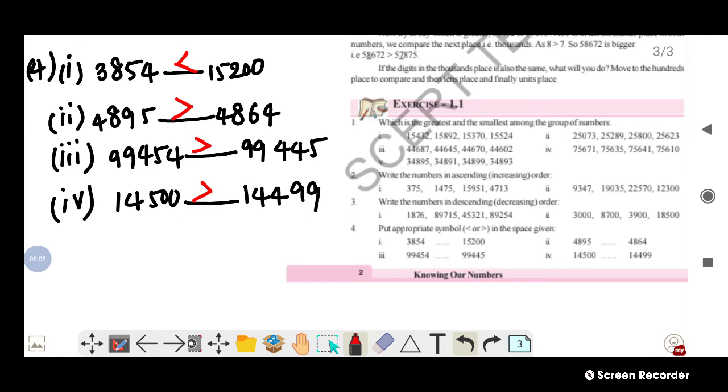Clear all of you? So these are the questions for the fourth bit also. Now in exercise 1, the fourth bit also we completed. Then we'll go for the next one.